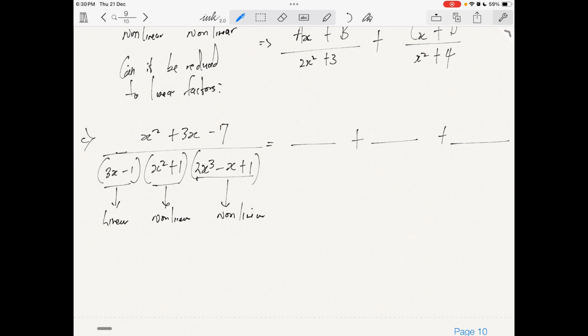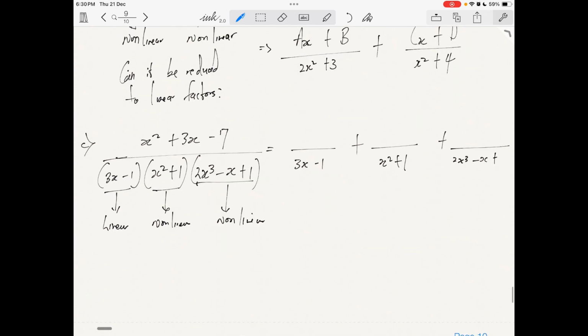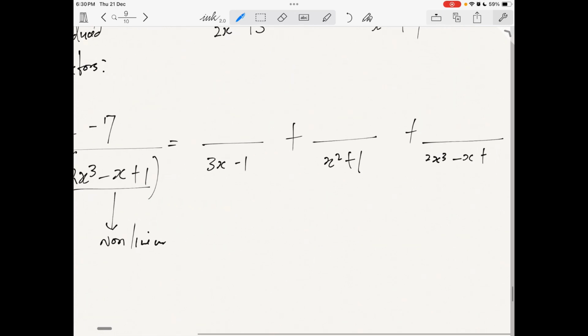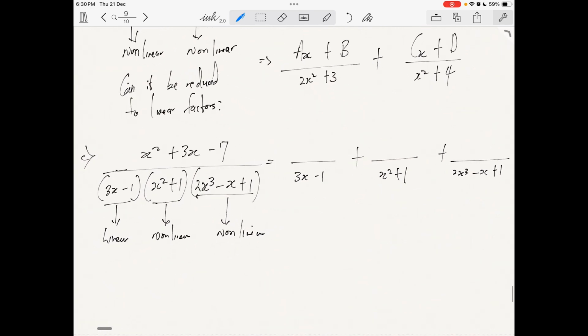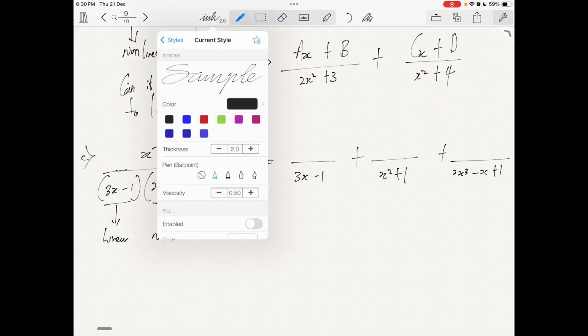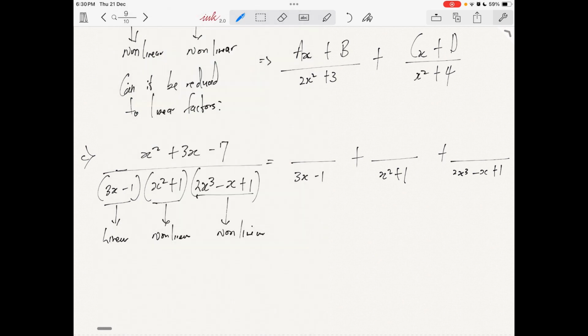All right, so let's look at this now. 3x minus 1, x squared plus 1, 2x cubed minus x plus 1. The first one is linear. It's very easy, so that should just be a. At the denominator of this, I have x to the power 1, so here I'll just have x to the power 0. At the denominator, I have x squared here, so I'll have x to the power 1 plus x to the power 0.